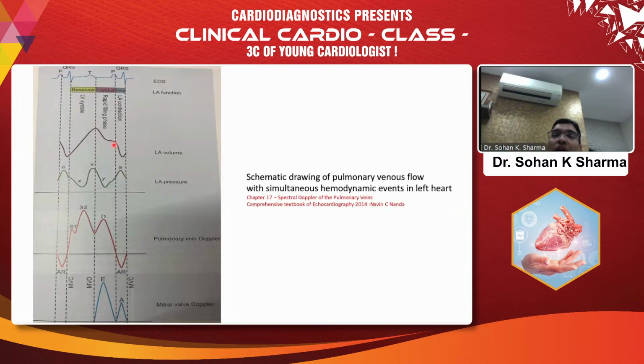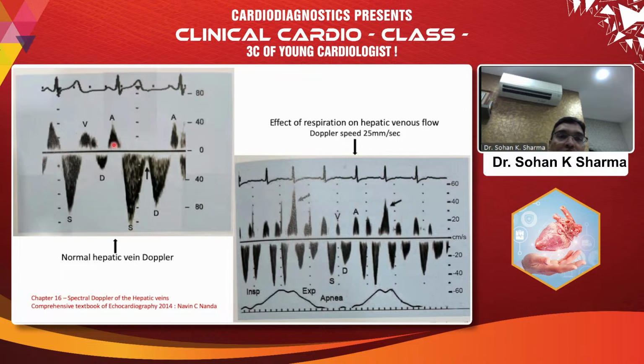So this is the drawing of the pulmonary venous flow with simultaneous hemodynamic events in the left side of the heart. This is the recording, normal hepatic vein Doppler. See how you time it. This is a P wave, there is an atrial contraction. This is a QRS complex, and this is the systolic wave, and after that this is the diastolic wave.